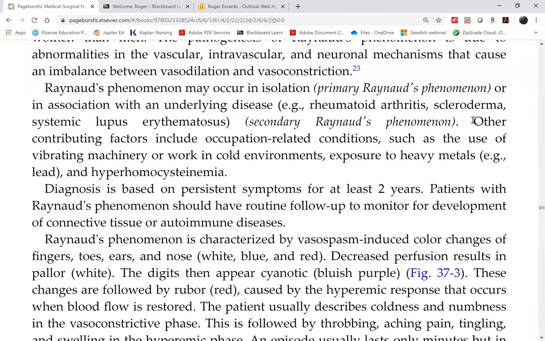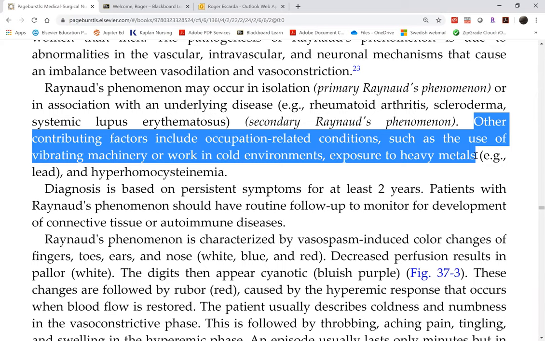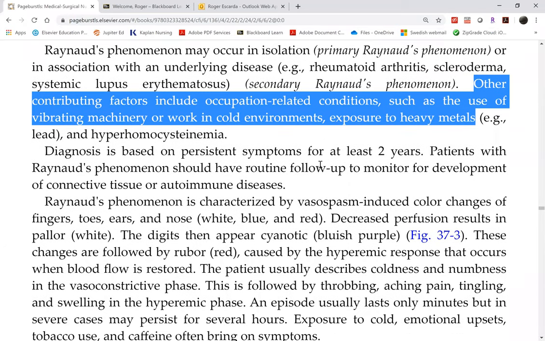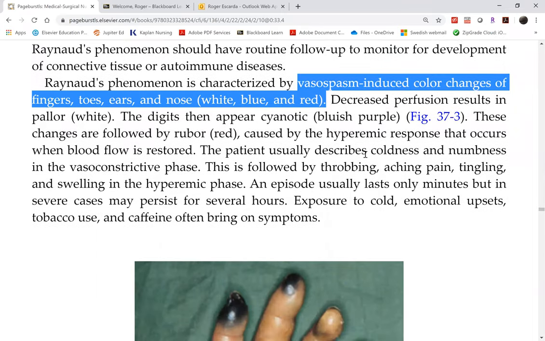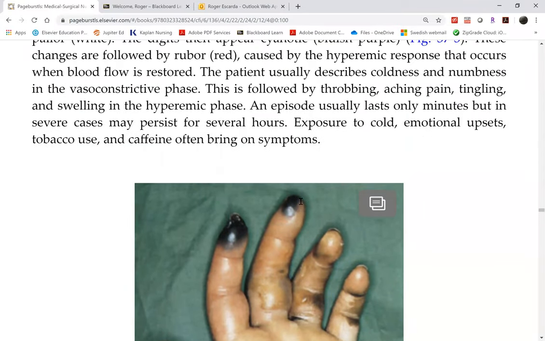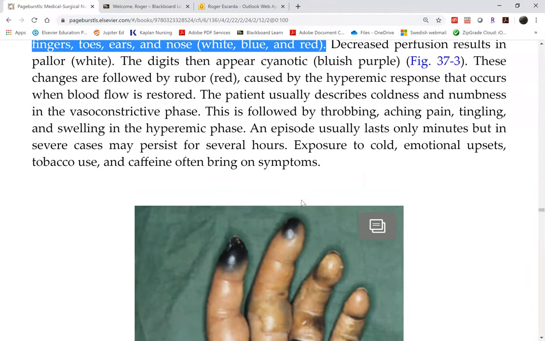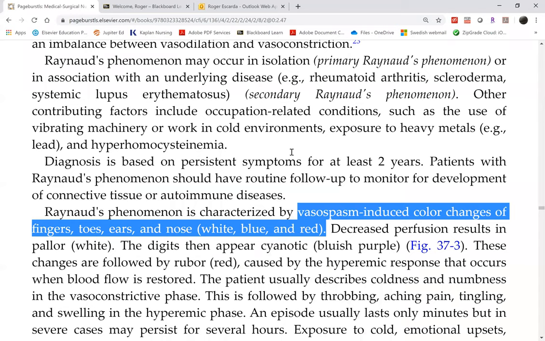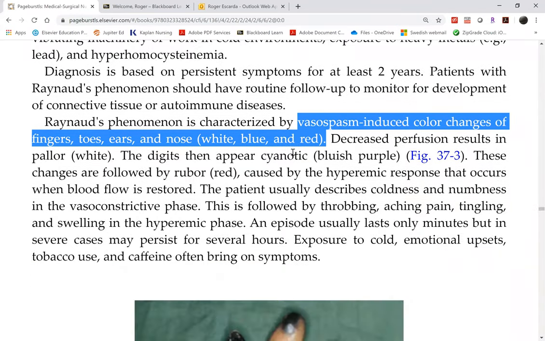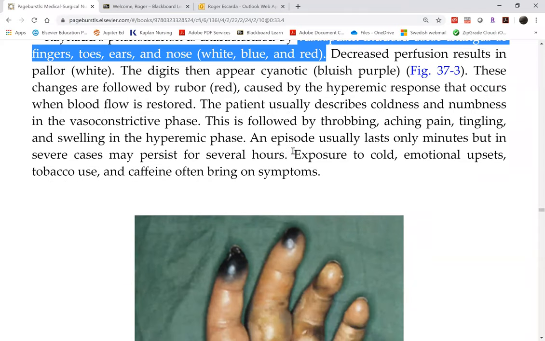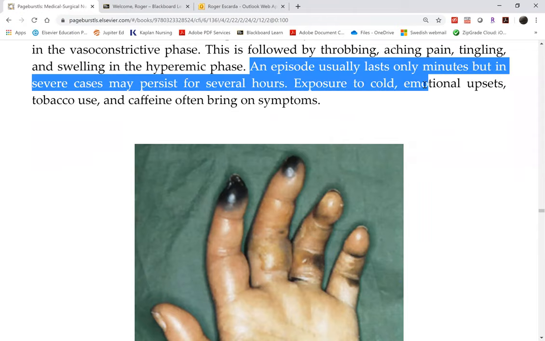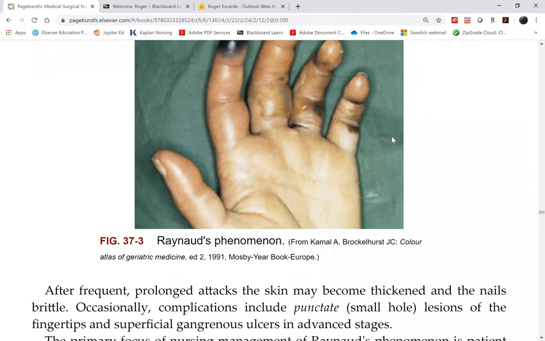So the contributing factors are the following. You have cold environments or using vibrating machinery, okay? Or if you have both. So it causes bluish discoloration here because the arteries go into spasm, so they go cyanotic, okay? And this is what it looks like. Of course, you can stop it by eliminating the trigger. Okay, so if it's cold and you start having an attack, then quickly warm your hands and your fingers. The episode lasts minutes, but rarely it can persist for longer.